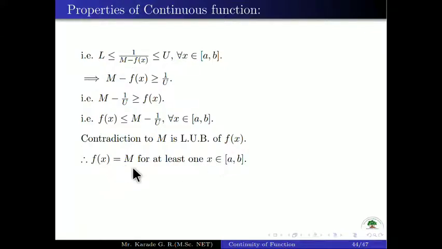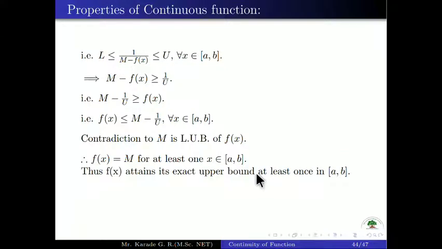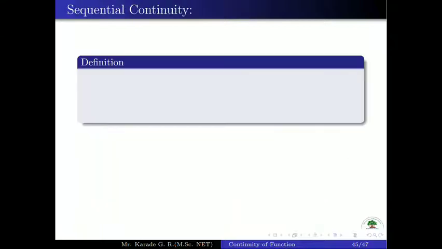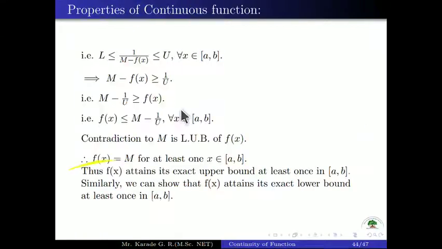Therefore f(x) is equal to M for at least one x in the closed interval [a, b]. Thus f(x) attains its exact upper bound at least once in the closed interval [a, b]. Similarly, we can show that f(x) attains its exact lower bound at least once in the closed interval [a, b]. So this is the end of this proof.